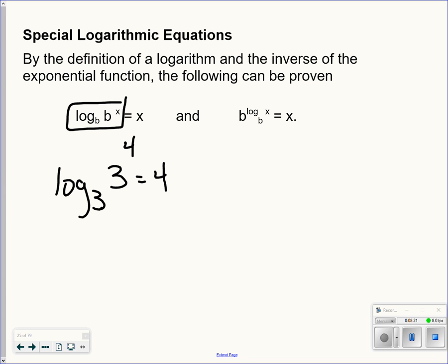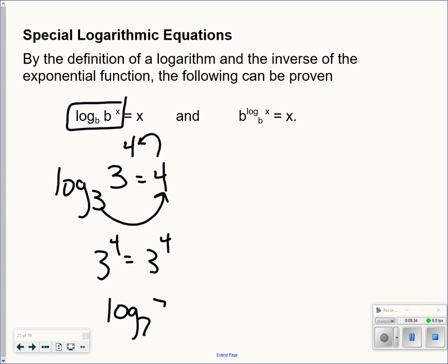Think about this now. If I did log base 3 of 3 to the 4th, it would have to equal 4. So if you ever have a situation in which you have a base raised to the same argument, going back to what we talked about earlier, if it has an exponent, then the answer is that exponent. Now, this one is a little quirky.